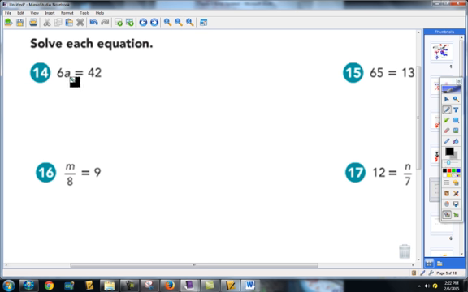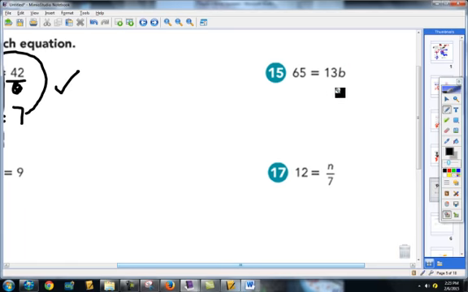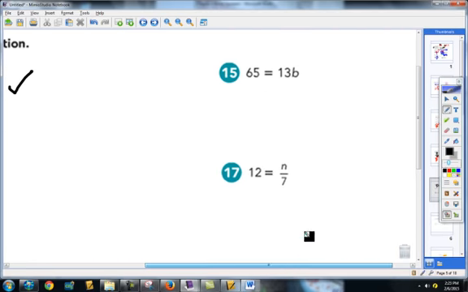Okay? So I look here, draw my line. Now I ask myself, what is happening to the variable so that I can undo it? A is being multiplied by 6, so I want to undo that by dividing by 6. Dividing by 6. Okay, and that's going to leave me with A on the left, 1A, of course. And then 42 divided by 6 is 7. Take it and plug it in. 6 times 7 is 42. We're all good.